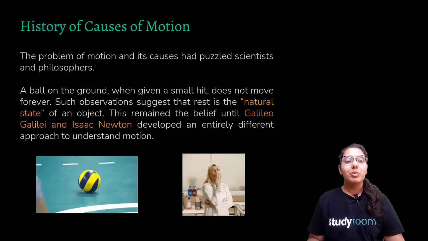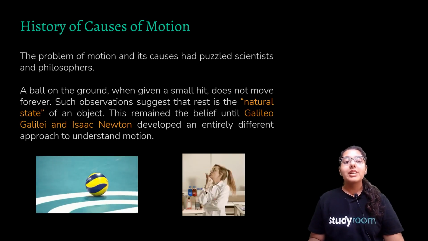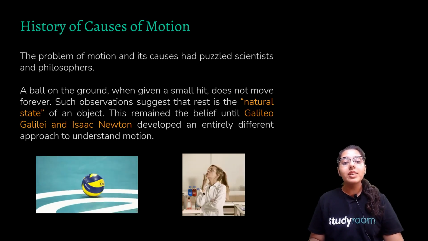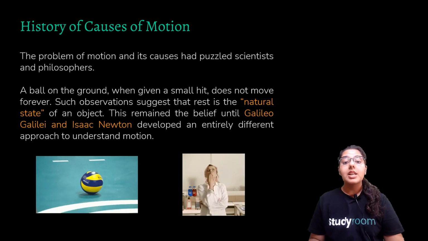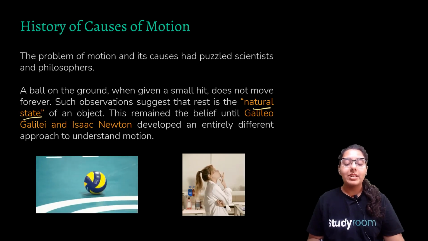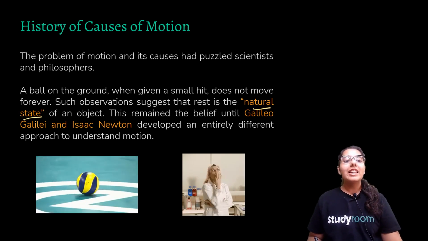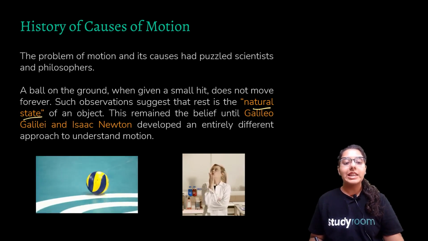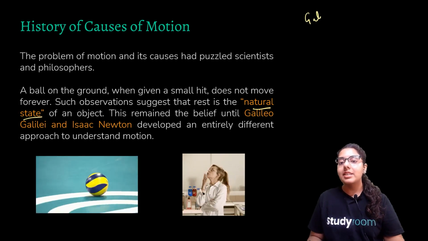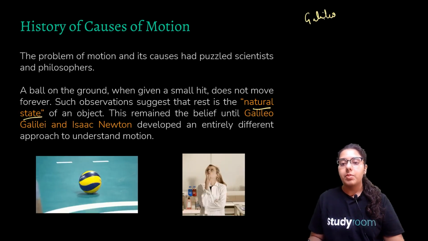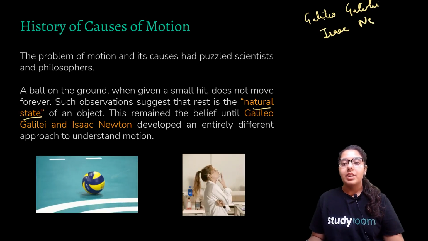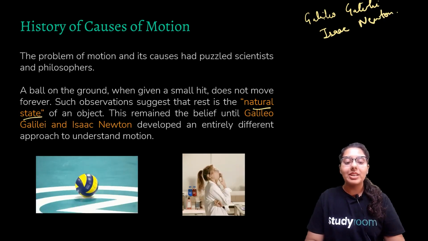So, history and causes of motion. The problem of motion and its causes had puzzled scientists and philosophers. A ball on the ground, when given a small hit, does not move forever. Such observations suggest that rest is the natural state of an object. This remained the belief until Galileo Galilei and Sir Isaac Newton developed an entirely different approach to understand motion.